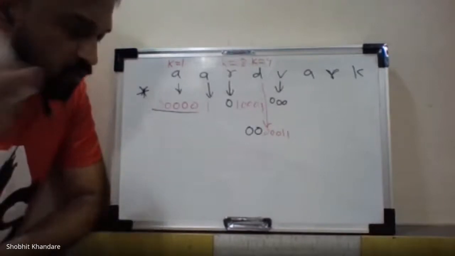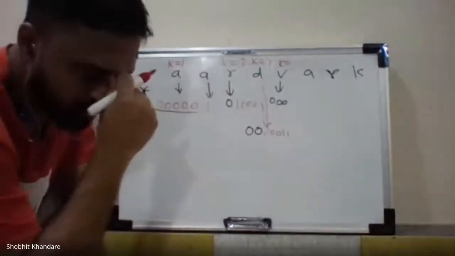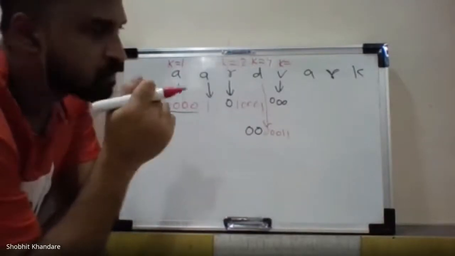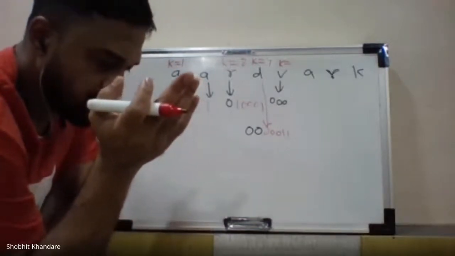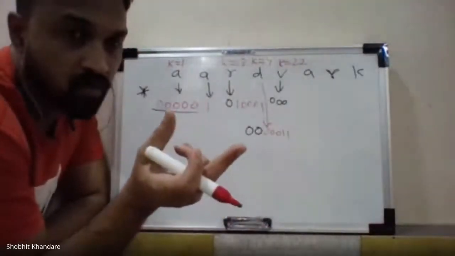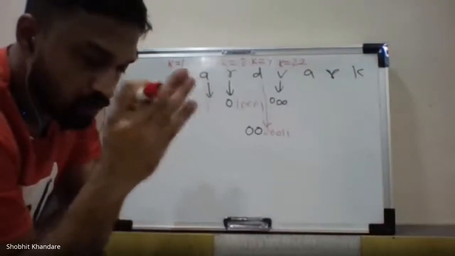Tell me the K value for Y. I am writing it down here. It is the value of Y, the K value. What is the value of K? 22. Yes, 22. Right. Get me the fixed code for Y. 10110.